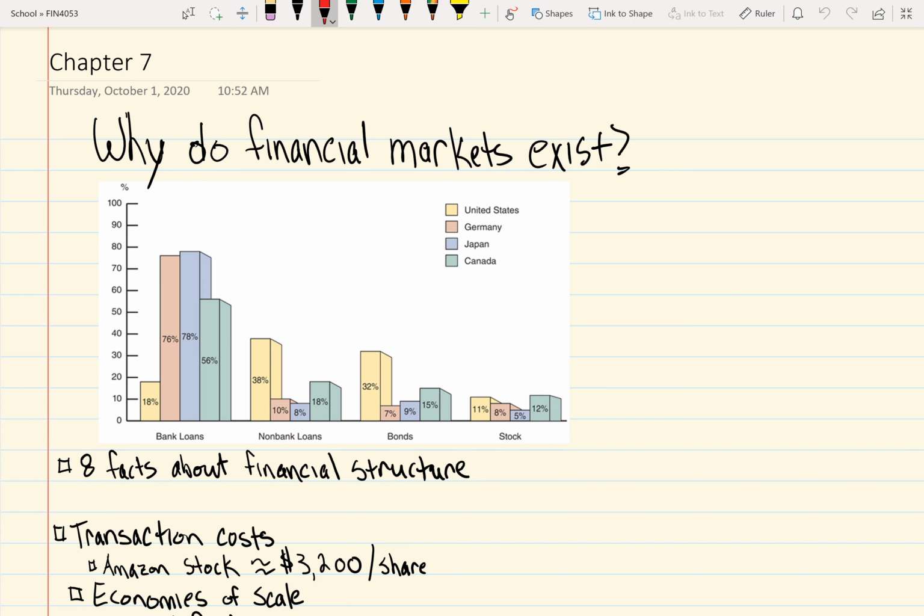So they start by showing this graph here. It may be surprising to some because the stock market is talked about all the time. It gets a lot of news coverage, obviously, but actually the portion of loans that are stocks, obviously that's how a firm finances investment and things like that, a very small percentage of that is actually stock. And they go through 8 facts about the financial structure, which are in the slides, so I don't think I need to repeat them for you all.